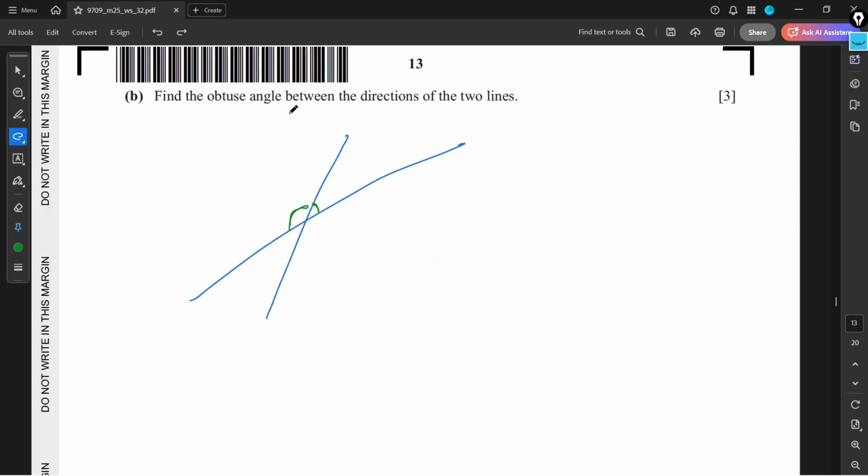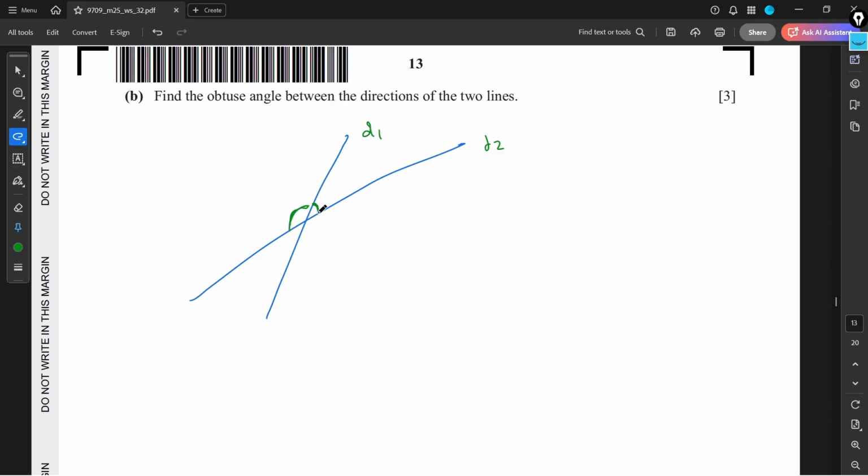Now for the second part, we are asked to find the obtuse angle between the directions of the two lines. Clearly, I know that the lines from part A are not intersecting. We are trying to find the obtuse angle between these directions. So I've just given a rough diagram over here. This is the direction vector coming from the first line, and the direction vector coming from the second line. The first angle I can see over here is an acute angle, and this is the obtuse angle.